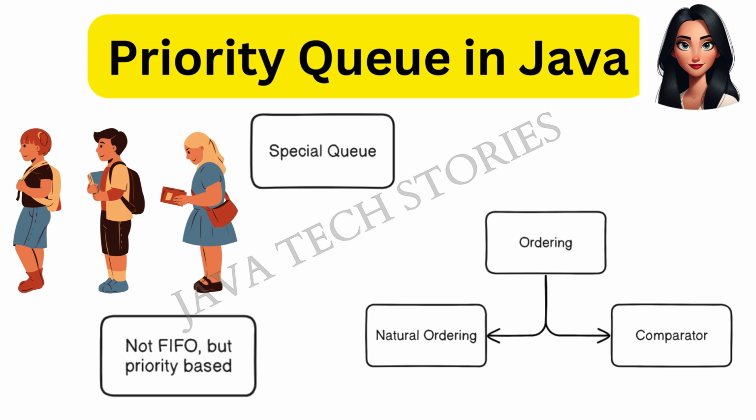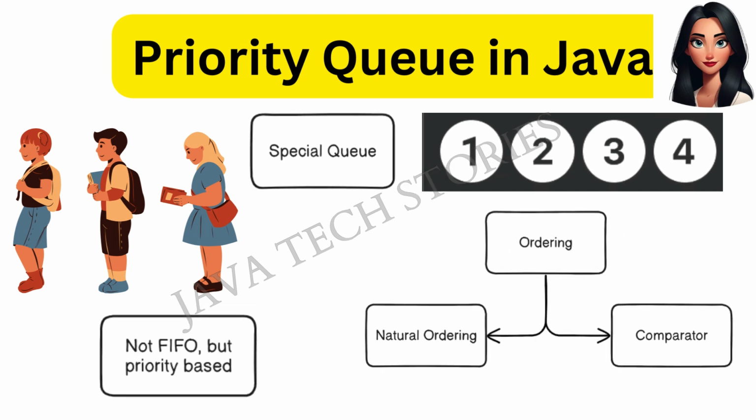This priority is determined either by the element's natural order, for example, numbers being ordered numerically, or by a comparator that you provide, allowing for custom prioritization rules.